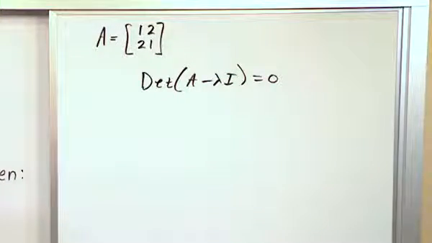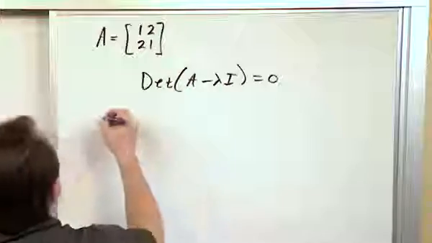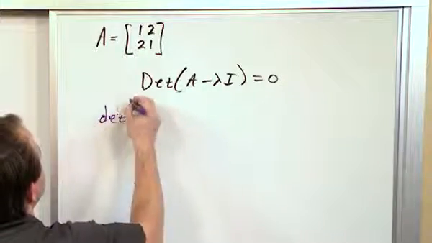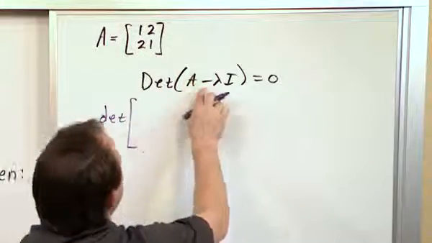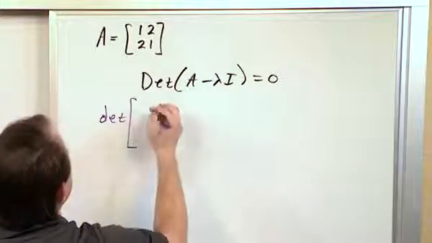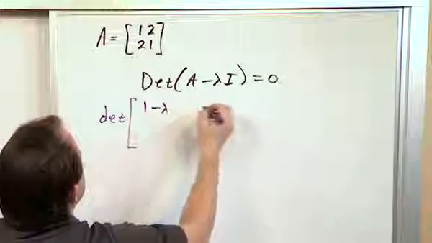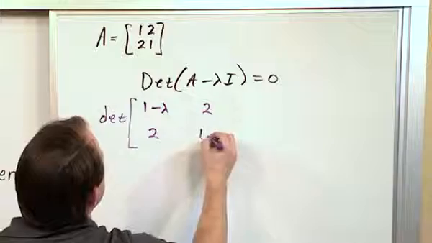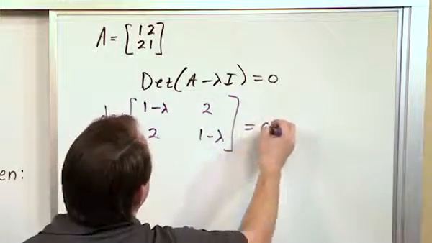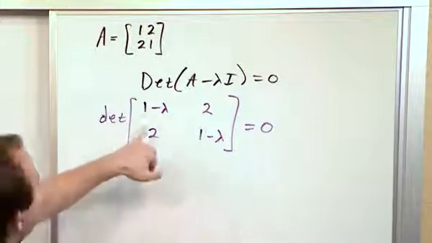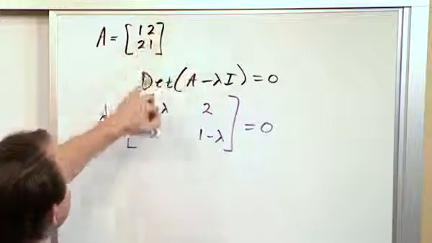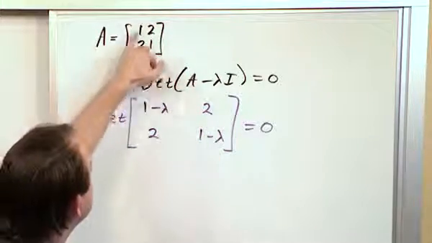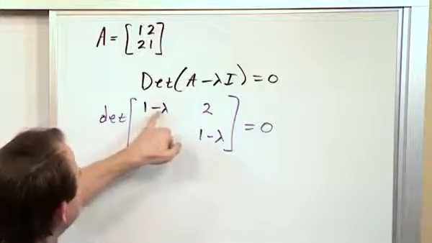So I'm going to change colors, and I'm going to say the determinant of the matrix. Now, this is A minus lambda I. This is how you do it. You say 1 minus lambda, 2, 2, 1 minus lambda, and you set it equal to 0. Notice what I've done. Everything stays the same. The 2's stay in their locations. The 1's are still here. But on the diagonal elements, I've subtracted lambda.